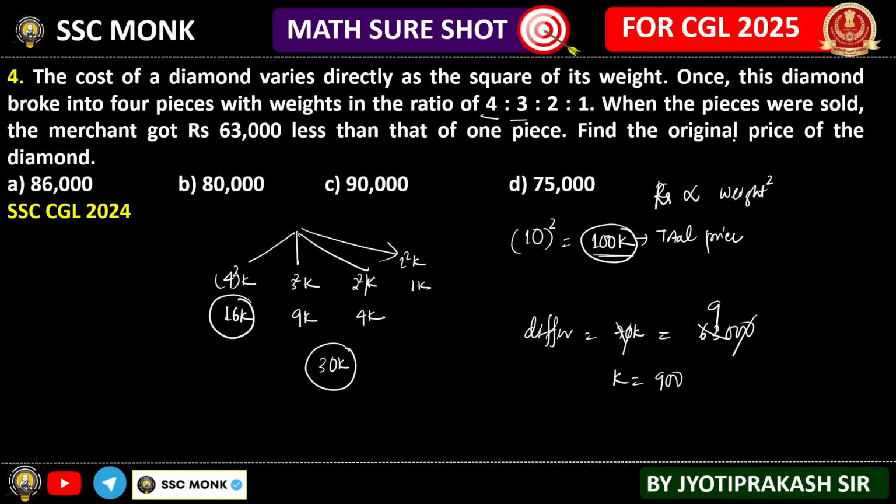It is asking, sir, find the original price. Sir, what is the original price? 100K. So 100K is equal to 100 into 900.